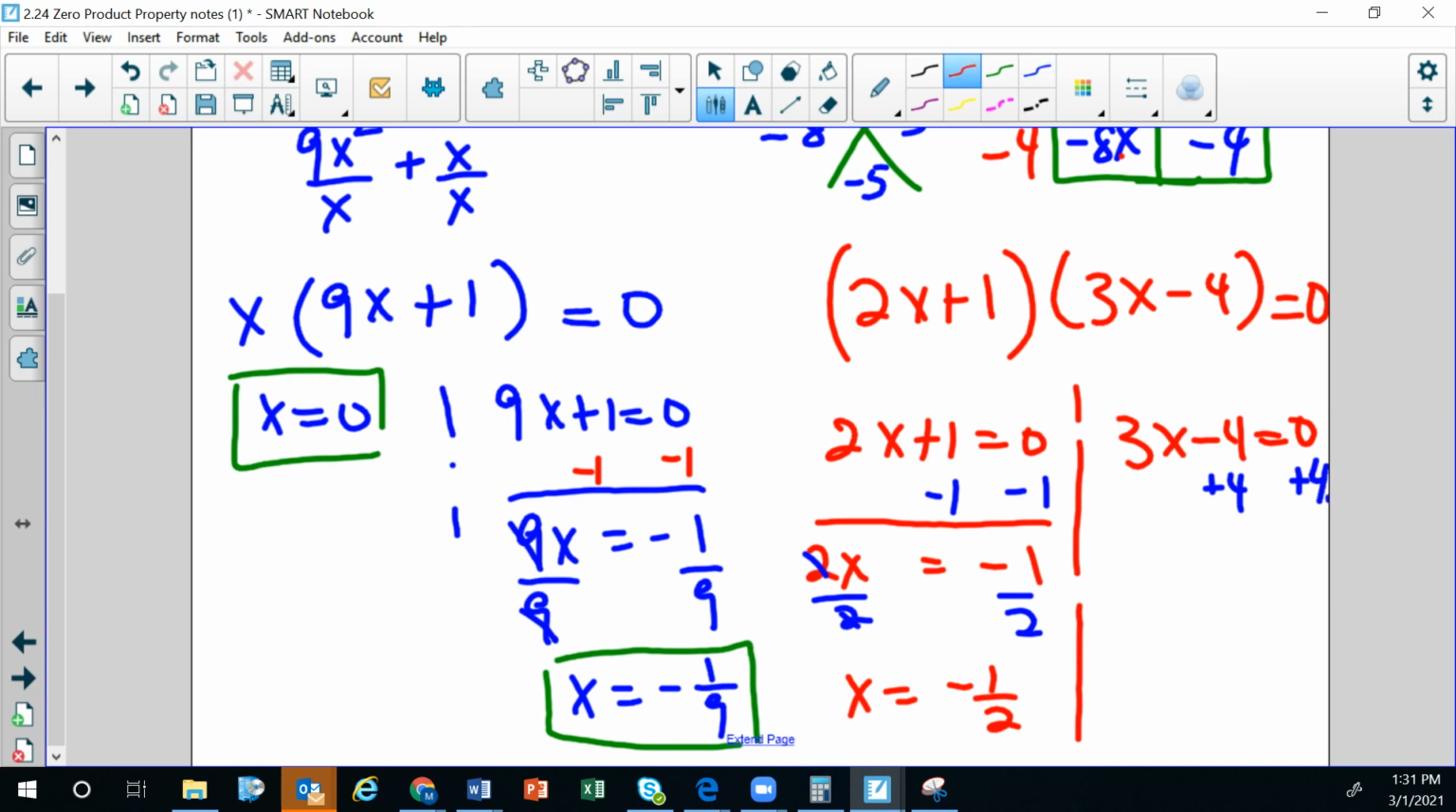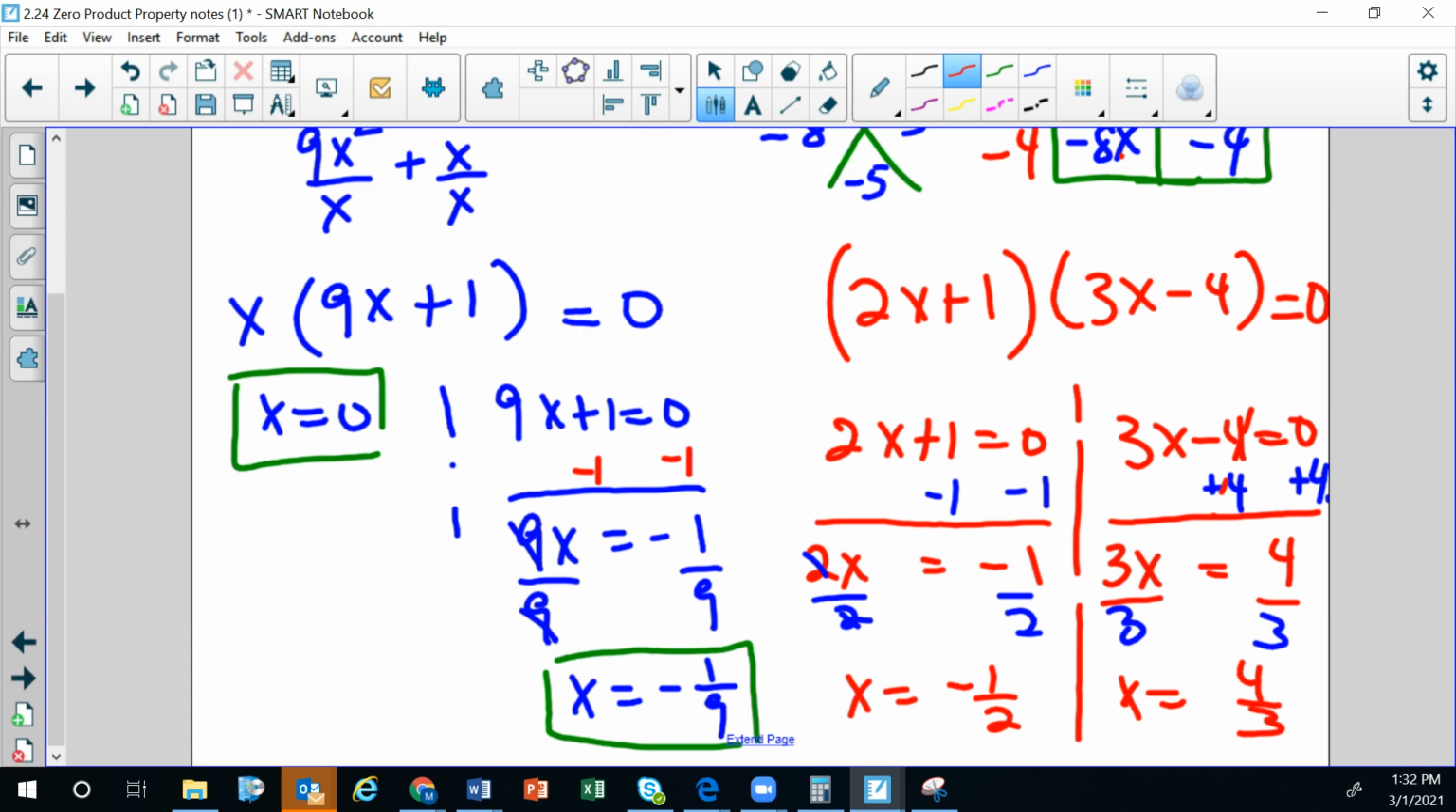And therefore, that's going to get me now 3x. Right? These two cancel out. I'm left with 3x equal to 4. And then divide both sides by 3. Okay? And therefore, I'm left with x is equal to 4/3. All right, so those are my solutions to the equation.